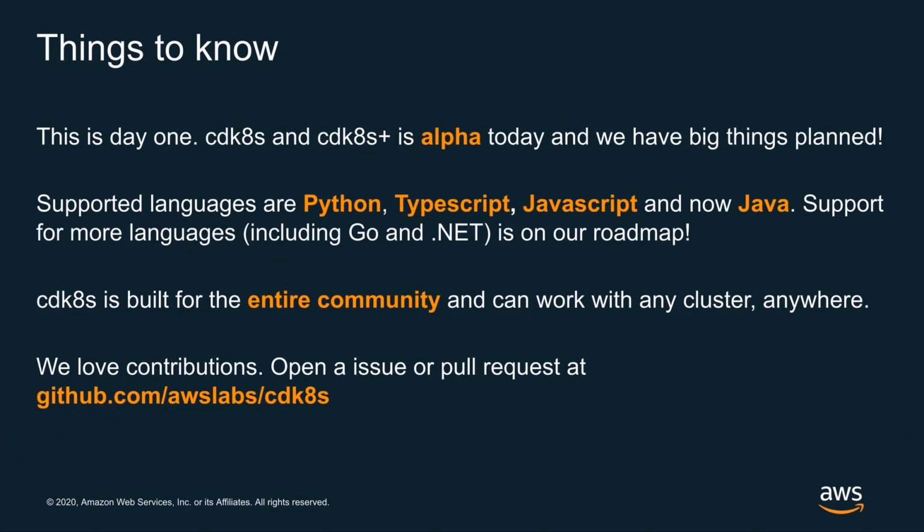Things to know before you start: the CDK and CDKs projects are in alpha and constantly going through a feature release cycle and updates, so keep an eye out on the repository. It's built for the entire community, so it can work with any cluster anywhere in terms of Kubernetes, and we are adding more support for different languages. We just added support for Java, but have plans for Go and .NET. We'd love your contributions, so open an issue or a pull request at AWS Labs CDKs on GitHub.